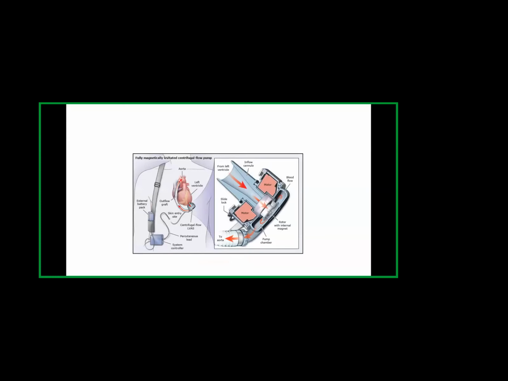This is the inside of the device, which I have not understood very well, but there is a fully magnetically levitated centrifugal flow pump that pumps the blood through the outflow graft, as the red arrow on the left shows. From there it enters the aorta. Of course, there's an external battery pack, a system controller, and a place where it enters the skin. The picture on the right shows the details: the motor, and the inflow cannula that receives blood from the left ventricle into the motor, which then pumps the blood to the aorta.